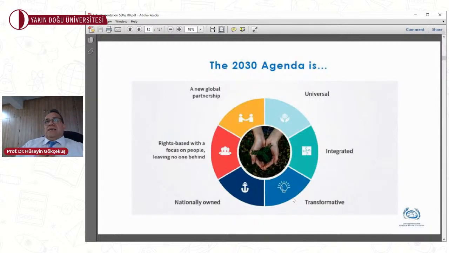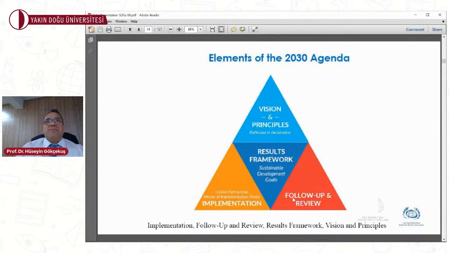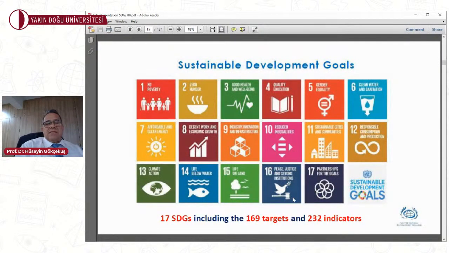The 2030 agenda is universal, integrated, transformative, nationally owned, rights-based, with a focus on people, leaving no one behind, a new global partnership. Transforming our world, 5 critical components, 5 P's: people, prosperity, peace, partnership, and planet. Elements of the 2030 agenda: implementation, follow-up and review, results framework, vision, and principles. Sustainable Development Goals, together with 17 SDGs, including the 169 targets and 232 indicators.